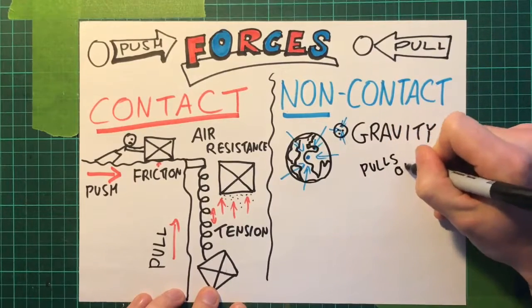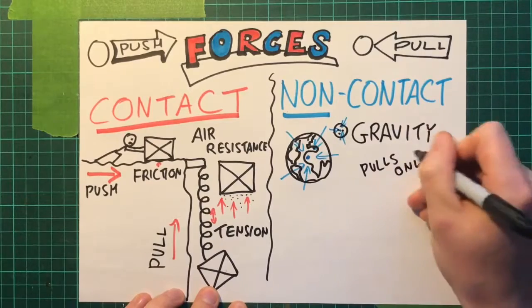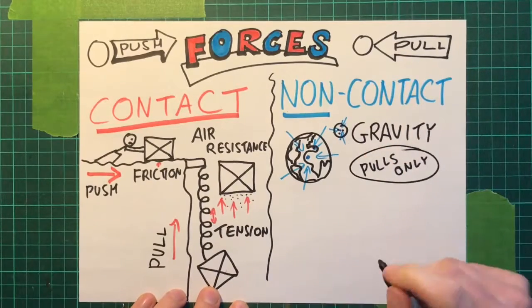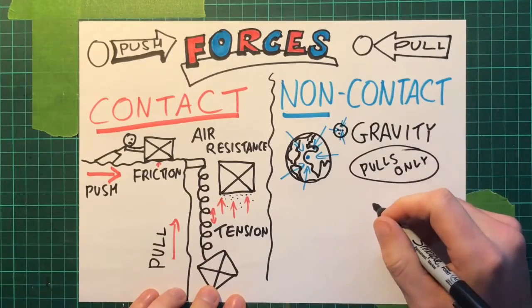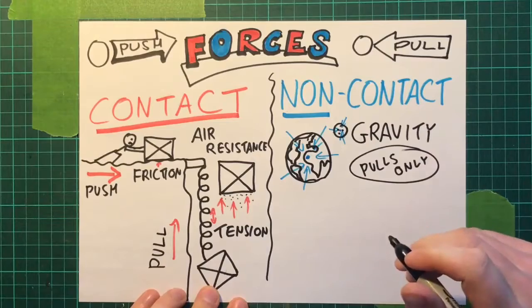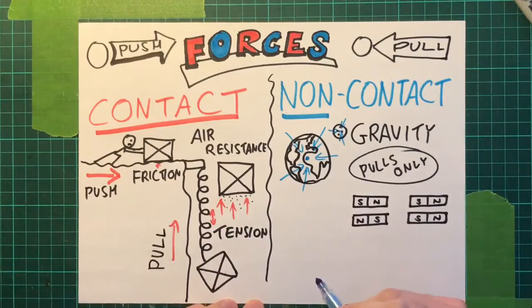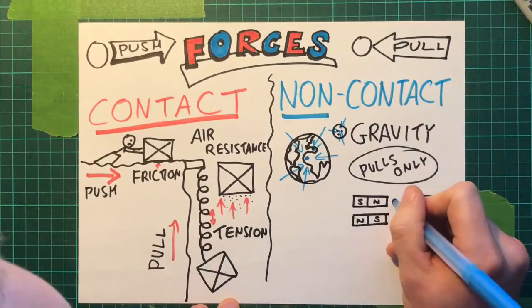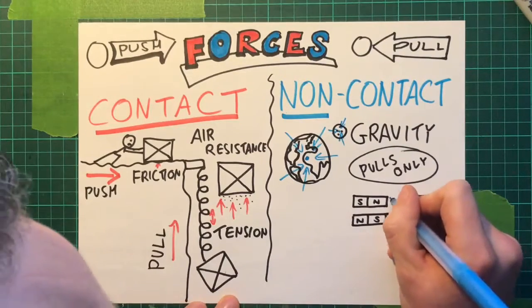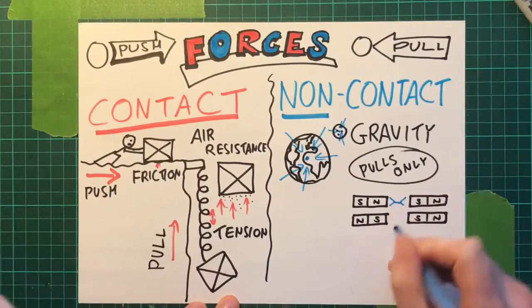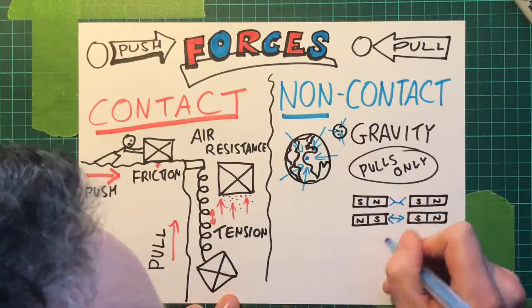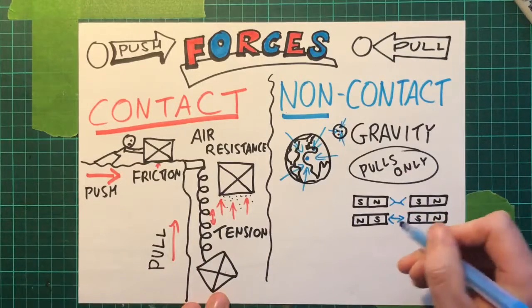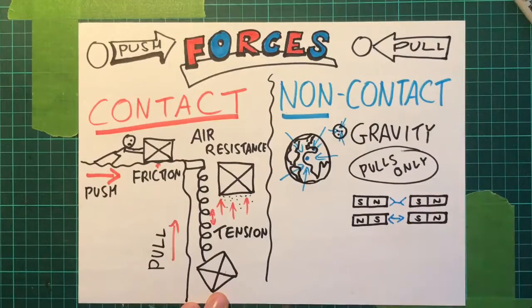Okay, so the next non-contact force will be magnetism. Now, magnetism is both a push and a pull force. So, if you had 4 bar magnets, they have 2 poles, a south and a north pole. Now, the rule with magnetism is that opposite poles, unlike poles, attract, so the arrows are going towards each other, and like poles repel, so they want to get away from each other. So that's what I mean by it being a pull force and a push force.